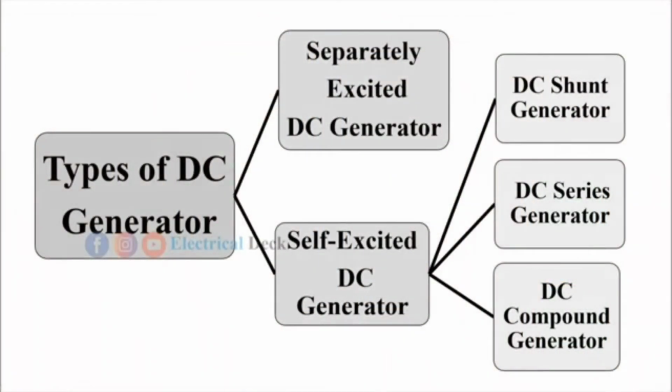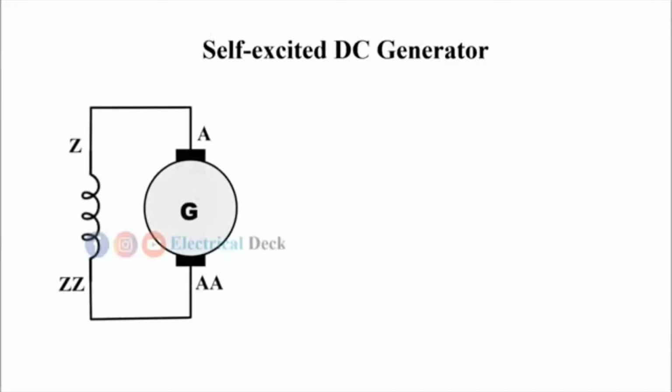DC generators are divided into two types: separately excited DC generator and self-excited DC generator. Again, the self-excited generator is divided into three types. They are DC shunt generator, DC series generator, and DC compound generator. Let us check out briefly about them. Now, let us see the self-excited DC generator. In a self-excited DC generator, the field winding is supplied from the armature of the generator itself.